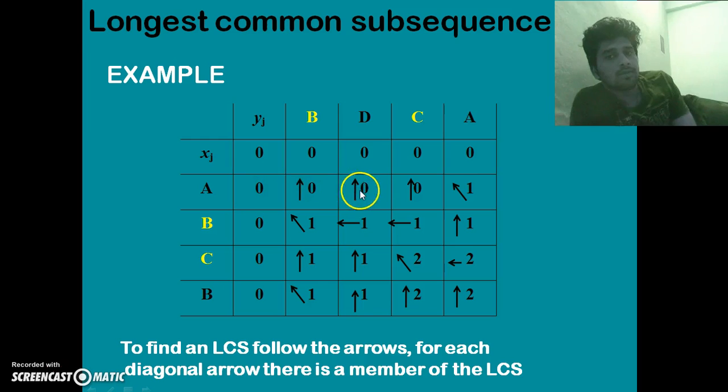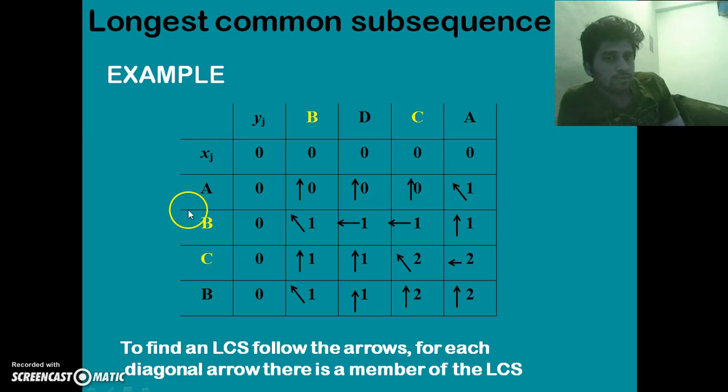Same we are doing for this block because A is not equal to B, and same for this, A and C. A is not equal to C. Then we are checking if A is equal to A. Yes, this condition A equals A holds. Then we are incrementing the value of c of i minus 1, j minus 1, which is the value of this block, by 1, and assigning a tilted arrow pointing to this block and assigning the value 1 to it.